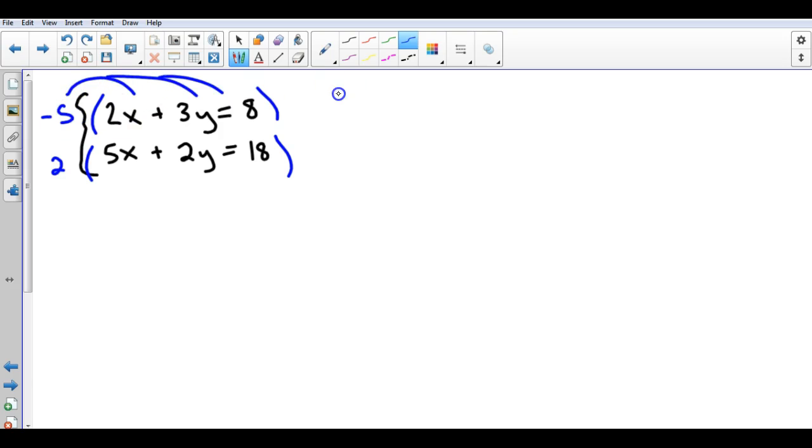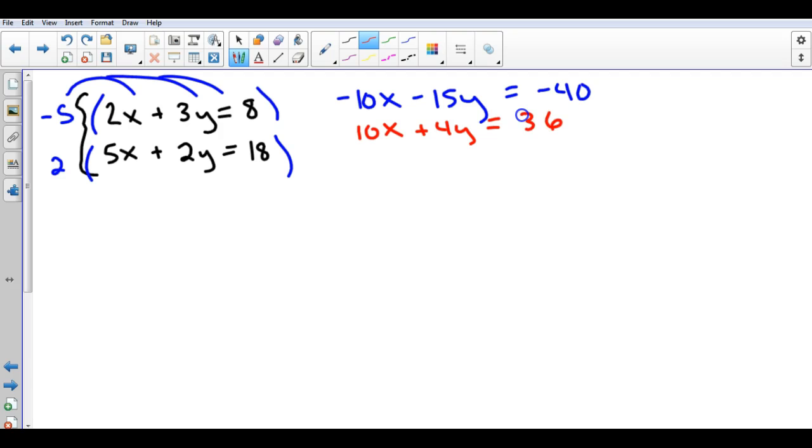I have -5 times 2x, which is -10x. I have -5 times 3y, which is -15y. And I have -5 times 8, which is -40. On the bottom, I'm going to end up with 2 times 5x, which is 10x. I have 2 times 2y, which is 4y. And I have 2 times 18, which is 36.